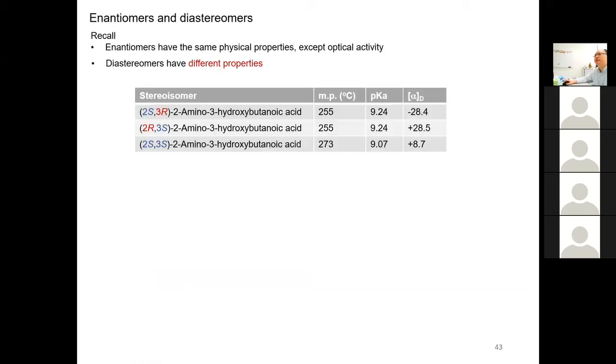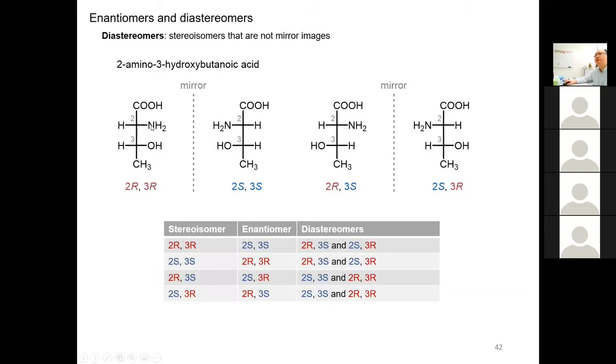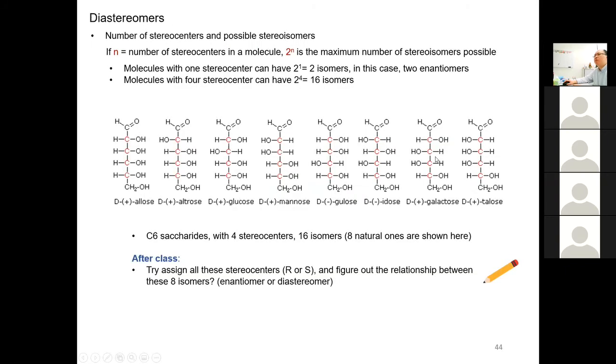Just as we talked about for these compounds, you have 2 stereocenters here. The 2 and 3 positions are both stereocenters. Then in theory, the possible number of stereoisomers should be 2 to the order of 2, which is 4. And these are the 4 listed here. Things become more complicated when the number increases. If we have, like in this case, 4 stereocenters in these 6-carbon sugars, then in principle we should have 16 isomers, because 2 to the order of 4 is 16.